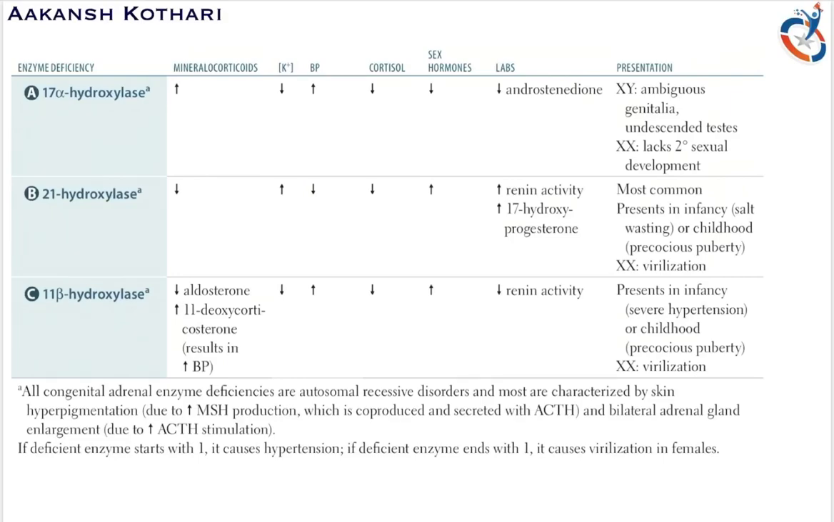Is it clear? So how do you remember? If the deficient enzyme starts with 1, that is 17 alpha hydroxylase and 11 beta hydroxylase, it can cause hypertension, that is increase in the blood pressure. Whereas if the deficient enzyme ends with 1, that is 21 hydroxylase or 11 beta hydroxylase, it will cause virilization in females. Is it clear? This is all about the adrenal gland. The pathology of the adrenal gland will be covered in a different module.